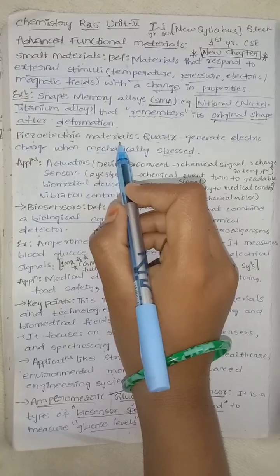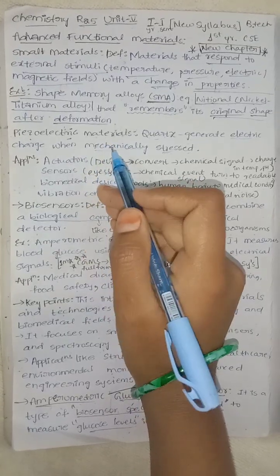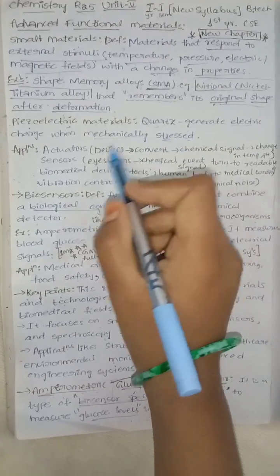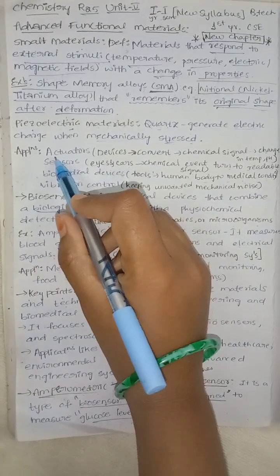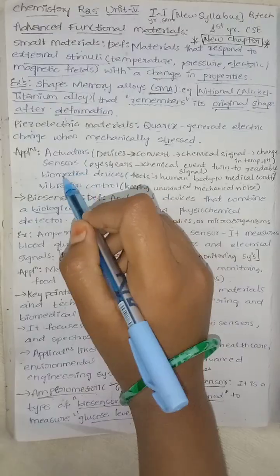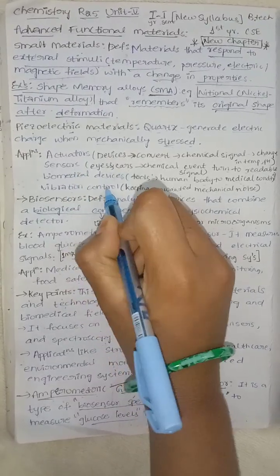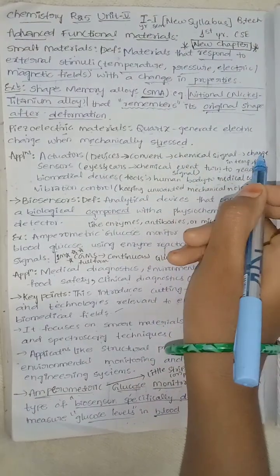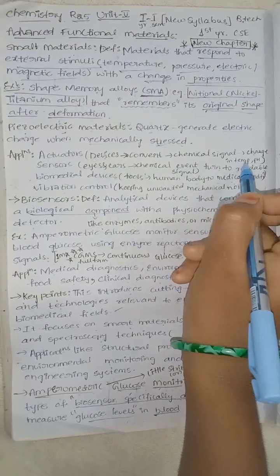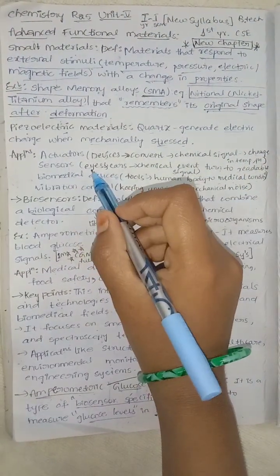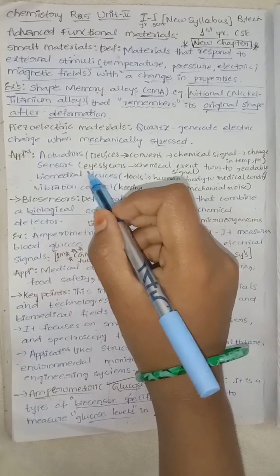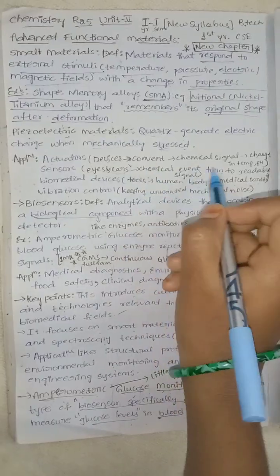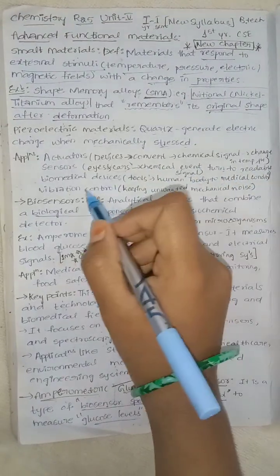These materials are charged when mechanically stressed. Applications: it is used in actuators, sensors, biomedical devices, and vibration control. Actuators are devices that convert a chemical signal into a change in pH value or temperature. Sensors turn a chemical event into a readable signal, like how we use our eyes and ears.